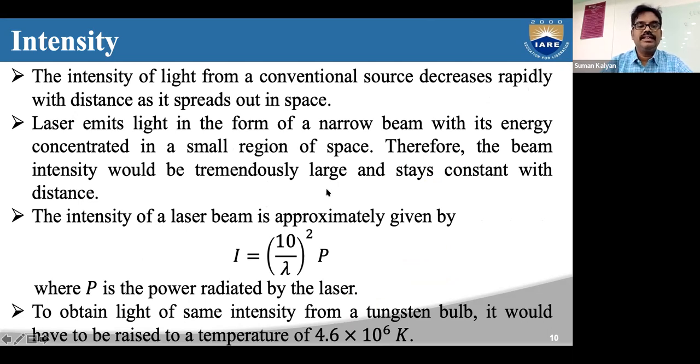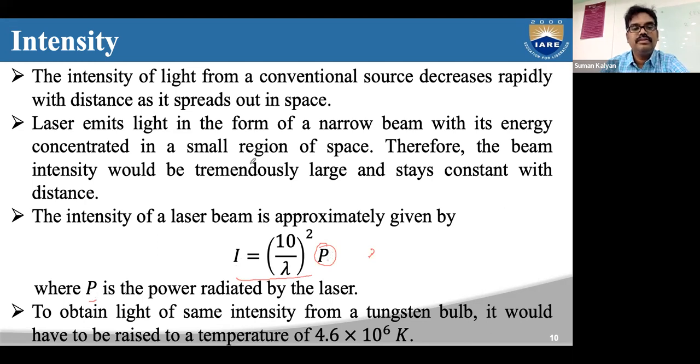So the intensity will be very high because of the optical cavity. The light intensity will be given by I = (π²/λ²) times P, where P is the power radiated by the laser. That we can calculate. This is the power of the laser, so the intensity is given by this much.